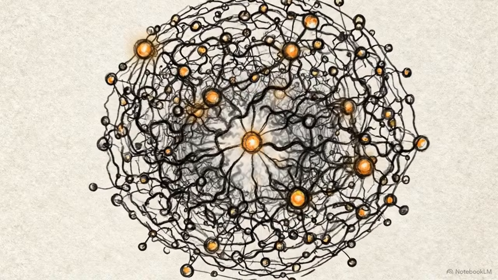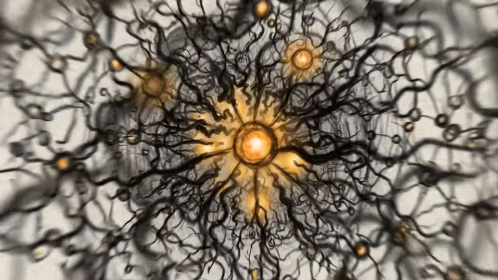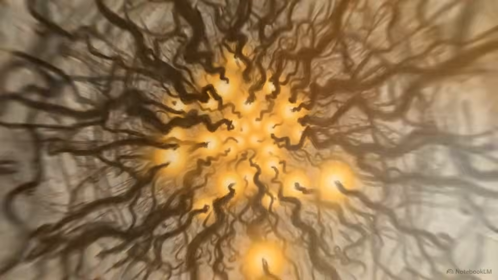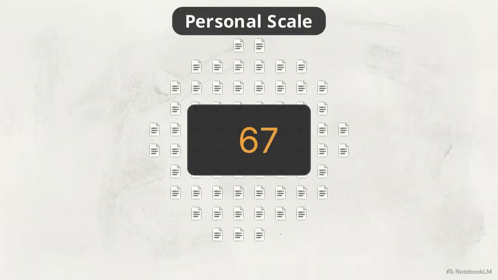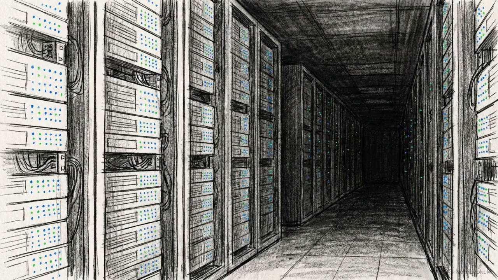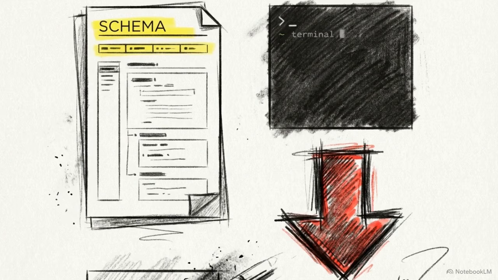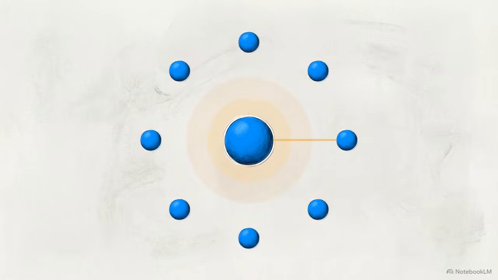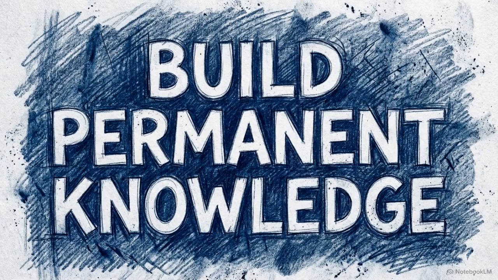After months of research, this process leaves you with a mature knowledge network that reflects everything you've read. This method works best at a personal scale, around 100 articles or documents, rather than as a replacement for massive enterprise databases. You can find the claude.md schema template and the setup guides for Claude Code in the description below. You now have an AI system that captures and organizes your research, so you never have to start from zero again.